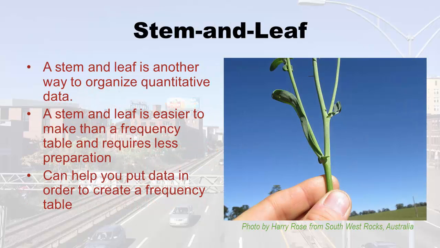So a stem and leaf is just another way to organize quantitative data, and it's easier to make on the fly than a frequency table because it requires less preparation, and it can help you put data in order in preparation for a frequency table, sort of as a first step to make sure that you can organize everything. And at the end, remember how I keep emphasizing your frequency table has to reflect all your data points and they can only be in one class. Well, this is one way to make sure that happens, is to first do this pre-organization using an ordered stem and leaf.